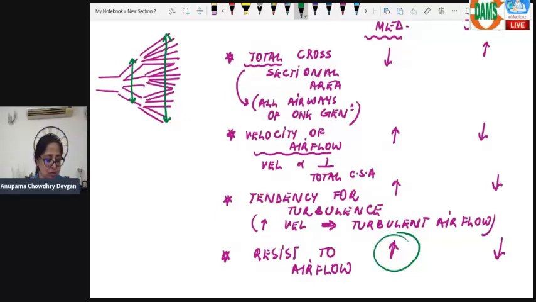Okay. We will be doing this concept again in the cardiovascular system next time, and you will be able to understand this better. Have you understood? These are principles of hemodynamics, principles of flow, which we'll discuss again.